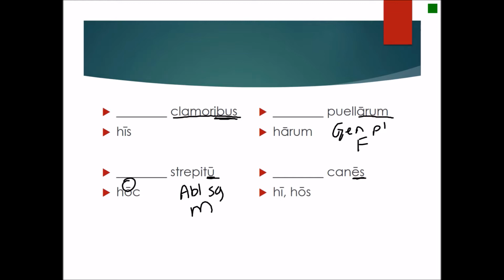And then canes has two potential options because in the third declension, this word could either be nominative or accusative. Dogs are typically masculine and the ES tells us it's plural. If this is a nominative use and canes is being used as a subject, we'll talk about hi canes. And if this is an accusative use and canes are receiving the action of the verb, we would use hos canes.